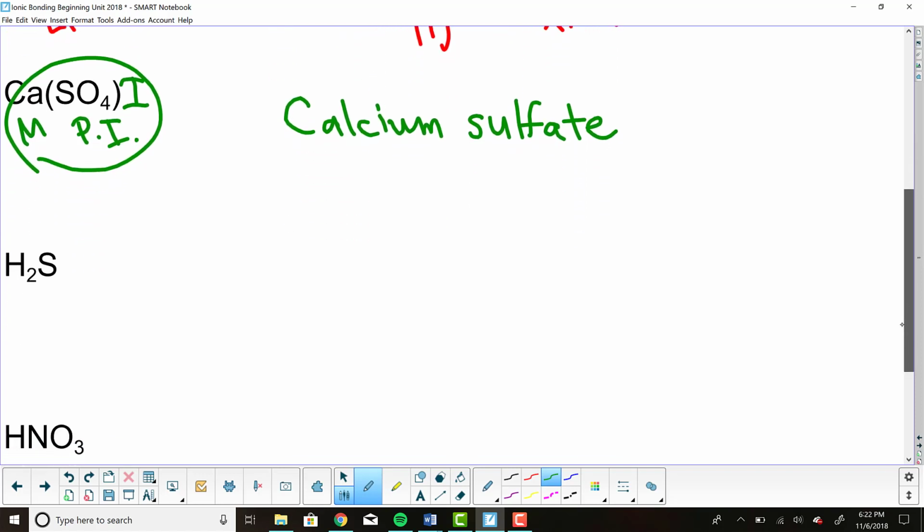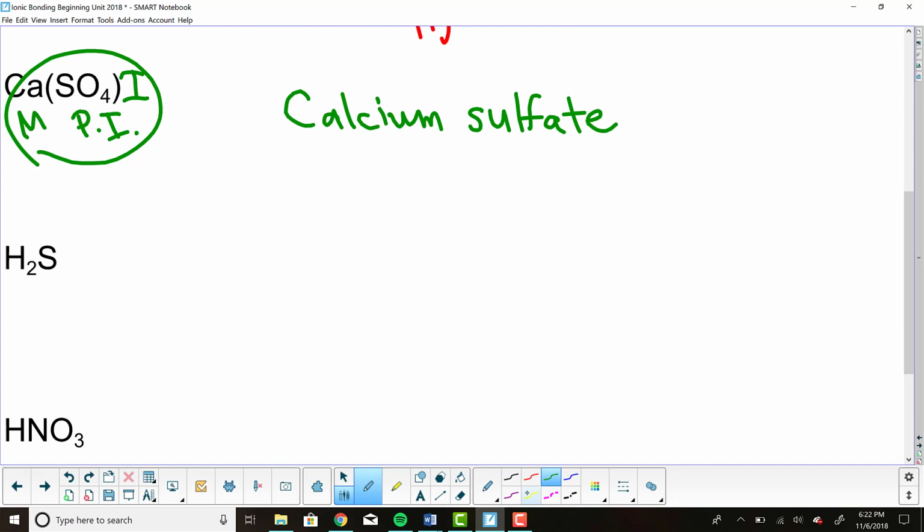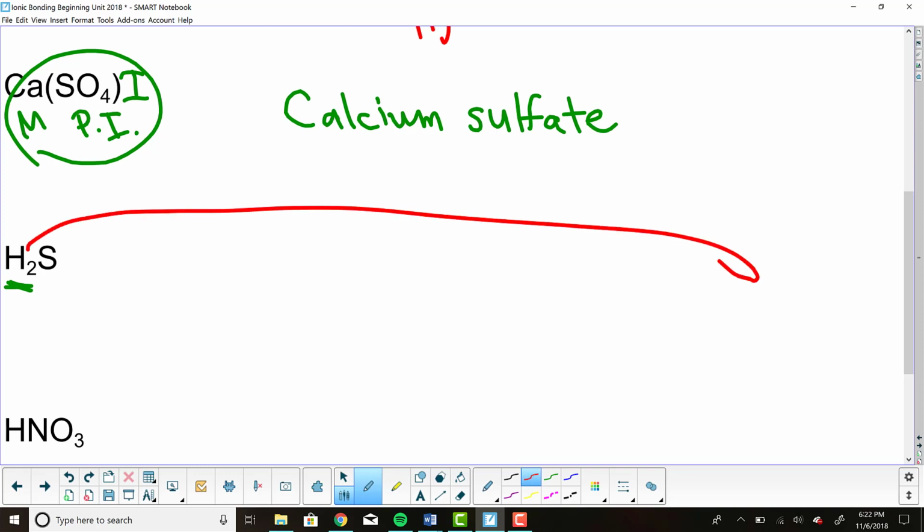Next up, H2S. Here's the deal. When you see this H out in front, all that tells you is that you have an acid present. So you're going to go ahead and take this over here and you're going to write acid. That is the only contribution of the hydrogen, just that it says acid in the name. For the rest of the name, we need to look at this anion, this S. S is going to have the name sulfide.